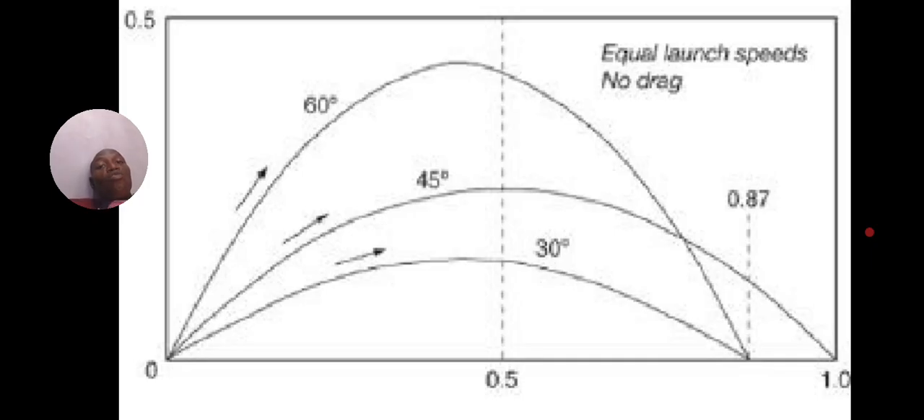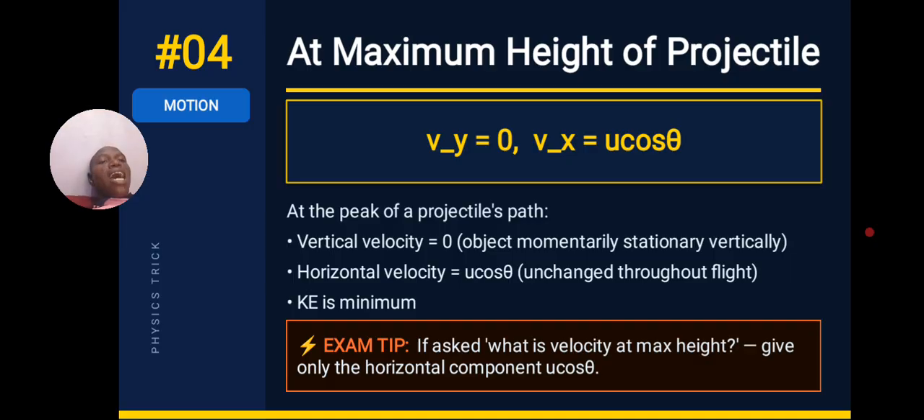So this is what I am trying to explain, please. If the angle is too big, the range will be small. It will not cover a large distance. But if the angle is 45 degrees, it will cover the largest distance. I hope this is very clear. Still under motion, remember they ask a lot of questions under motion. You need to master these formulas that I'm giving you now.